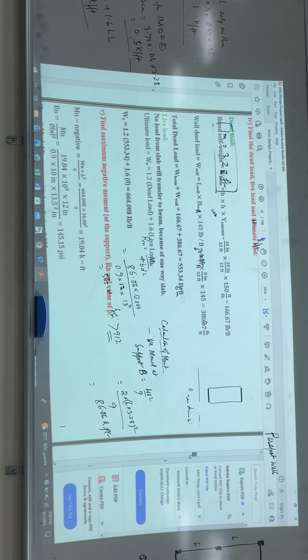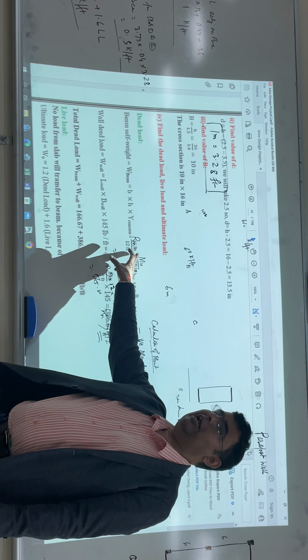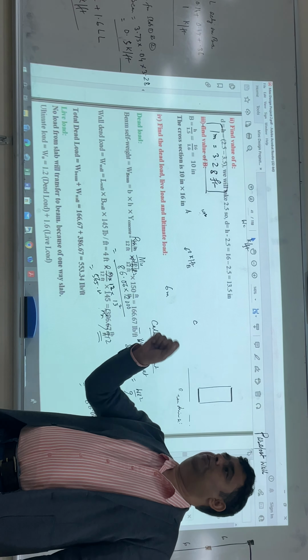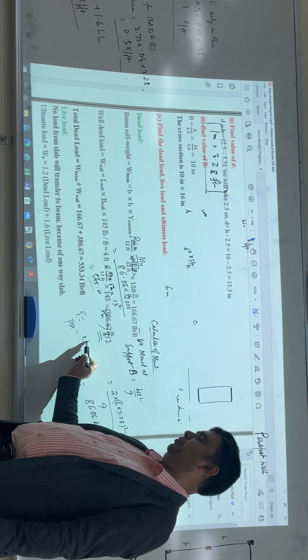This is the same as what you did for each moment in the slab. For each moment, you have to calculate Rn and the reinforcement. Here you don't have to calculate the spacing. Just go to the rho value and calculate As equal to rho into b into d.